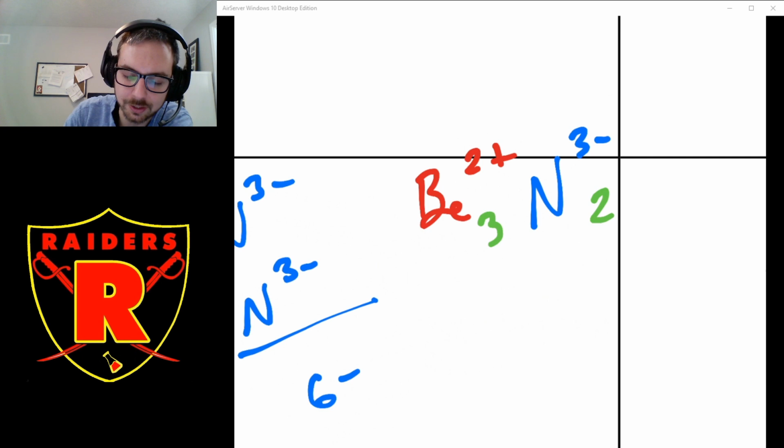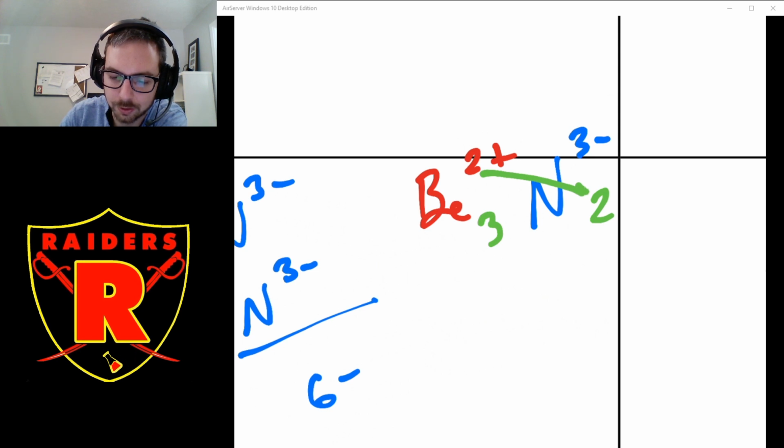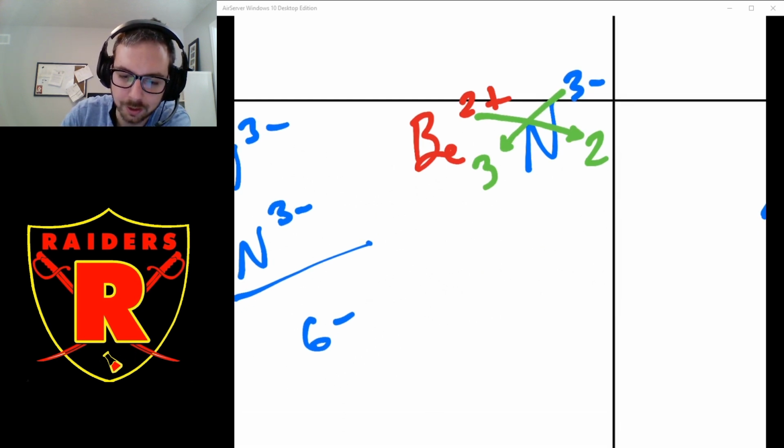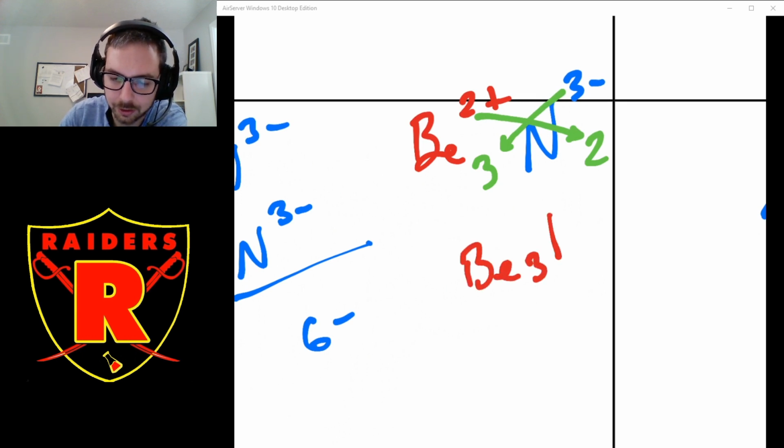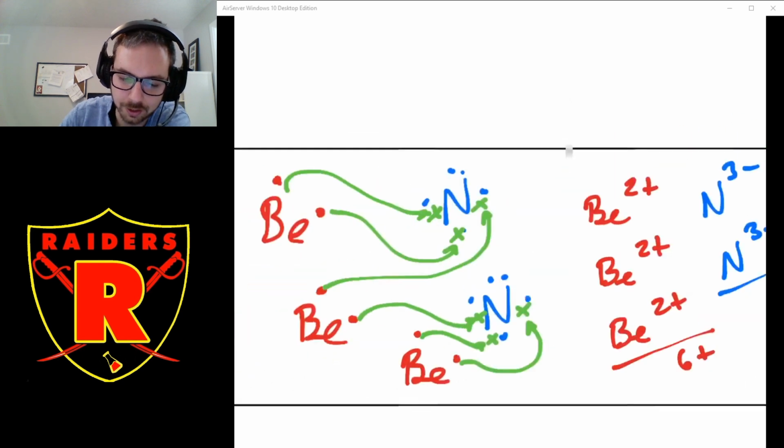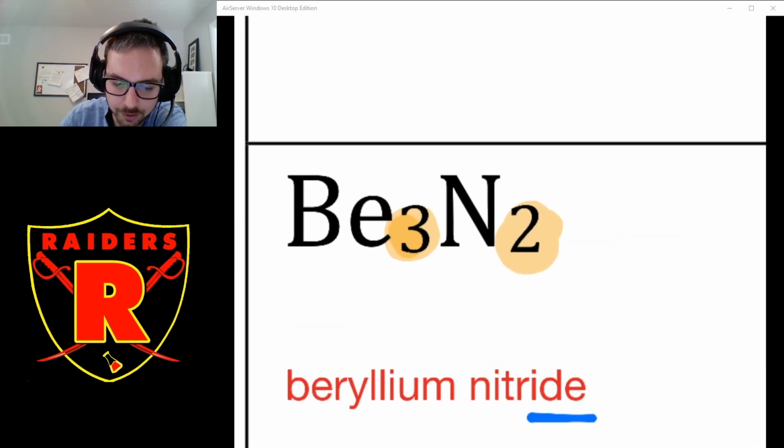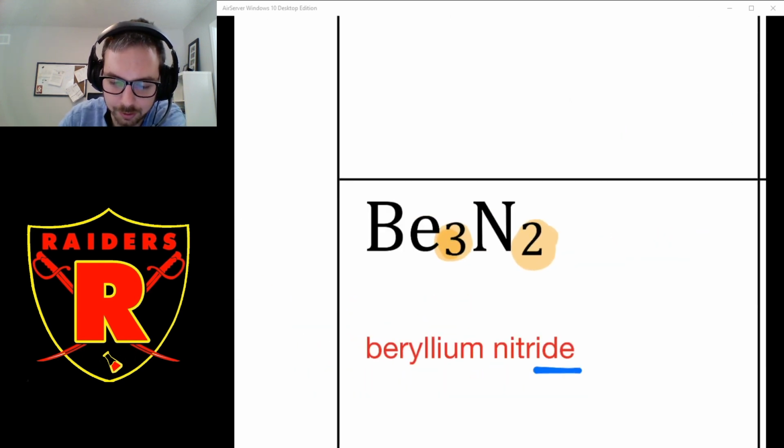So you'll notice that it's the same as the charge of the other ion. In other words, you could just bring this 2 down here, and you could just bring this 3 down here, and that gives you Be3N2, which is the only combination of these 2 that actually allows them to work together.